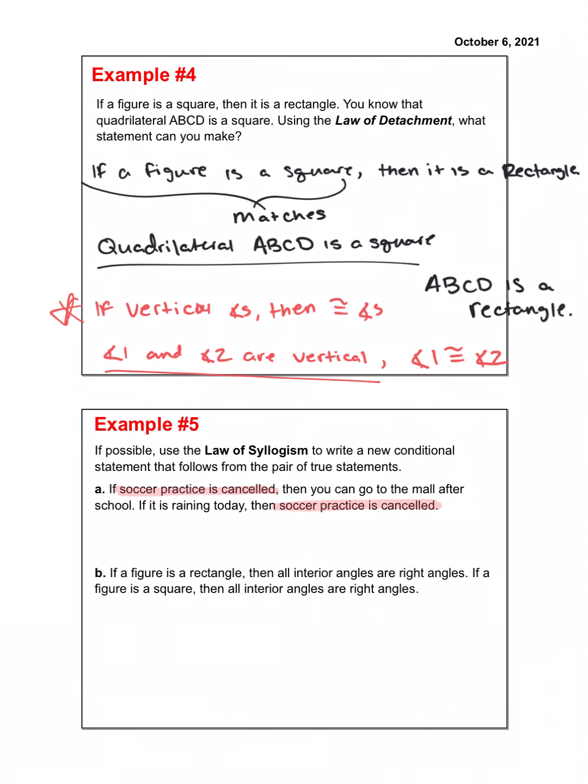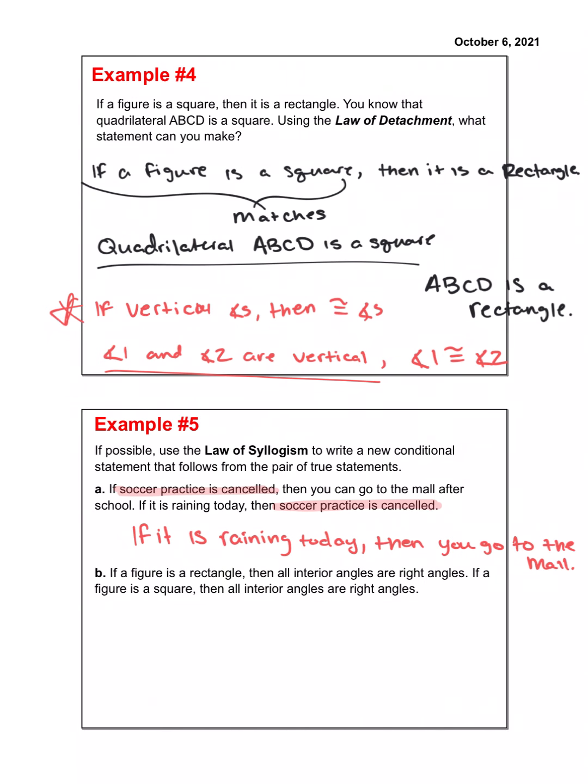Since the hypothesis of one of them matches with the conclusion of the other one, then we can conclude that if it is raining today, then you will go to the mall. Since the hypothesis of one matches with the conclusion of the other one, you can match the other hypothesis with the other conclusion and get a true statement.